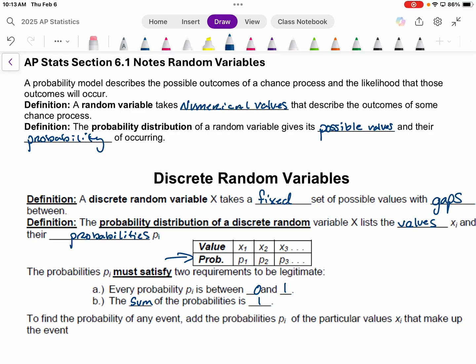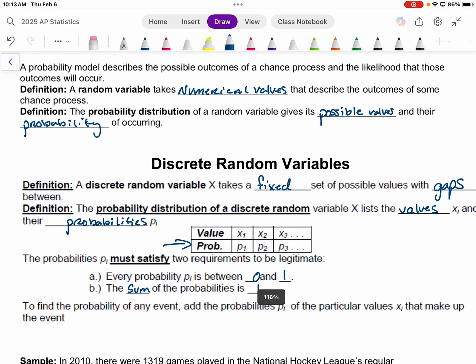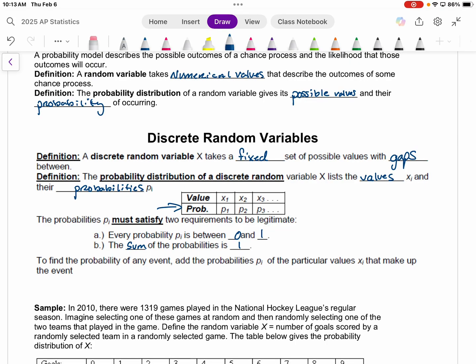We see them more often with the discrete variables than with the continuous, because continuous random variables include all the decimal places, so it's hard to create a table for those. And so we usually don't associate the probability distribution template of a table with a continuous one. It's usually associated with discrete. A discrete random variable, X, takes a fixed set of possible values with gaps between them, which means none of the decimals, okay, in a way. So we're doing whole numbers like 0, 1, 2, 3, 4.